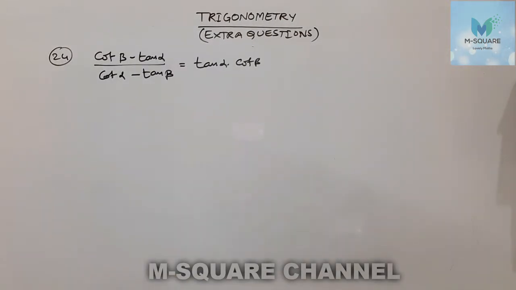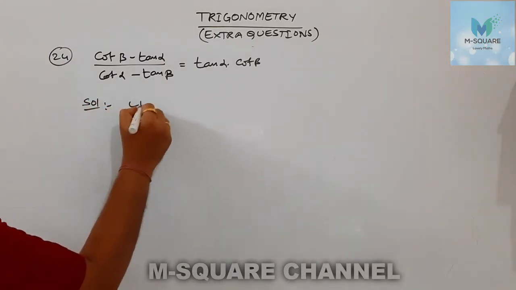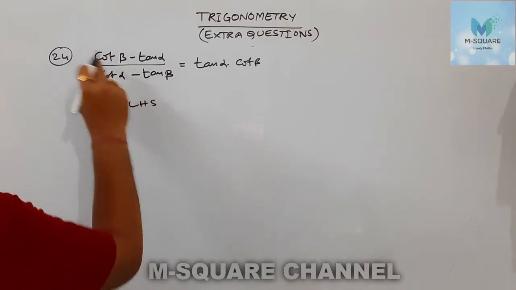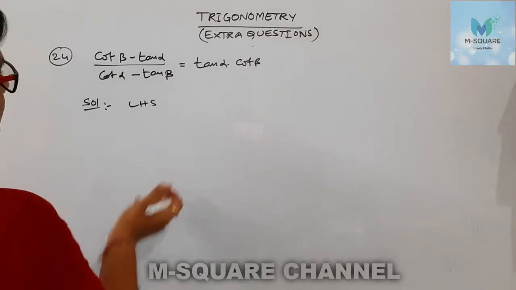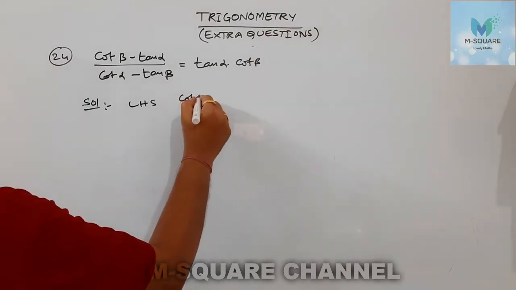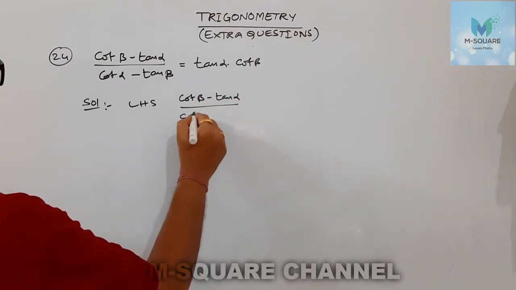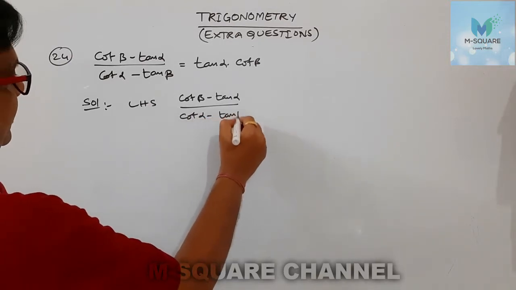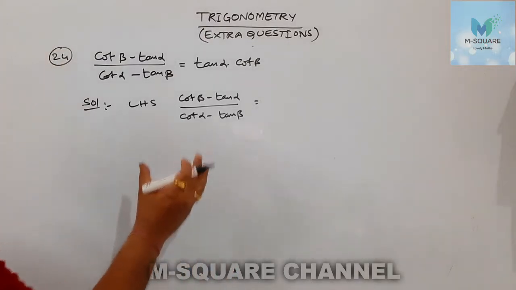In this 24th question, cot beta minus tan alpha by cot alpha minus tan beta equal to tan alpha into cot beta. In this LHS part, we are going to change either cot or tan. Either cot or tan, we are going to change into tan or cot. Here, cot beta minus tan alpha by cot alpha minus tan beta. You can change it to cos by sin, sin by cos, but the problem is it is a little bit lengthy.